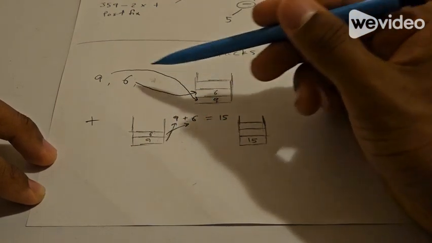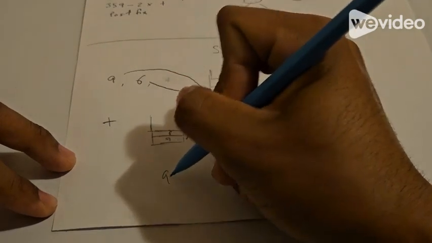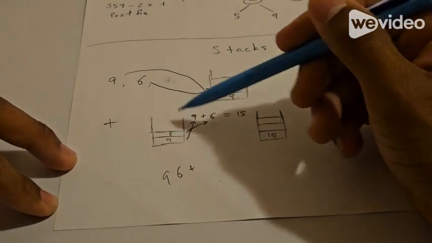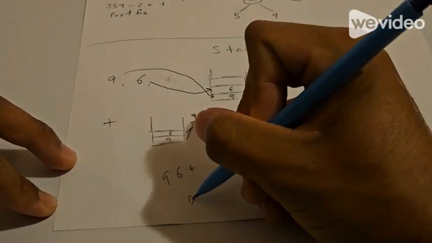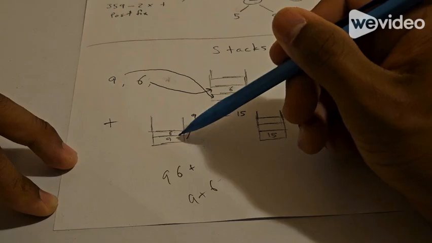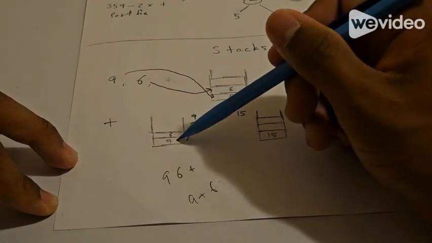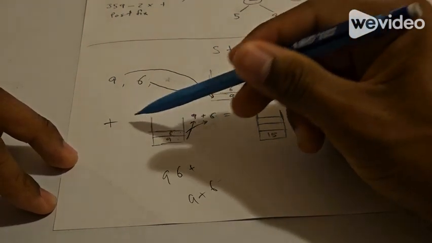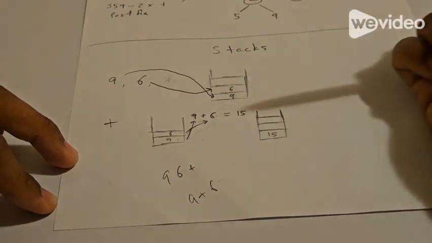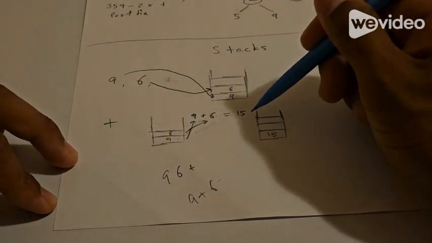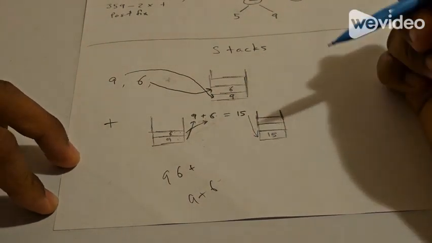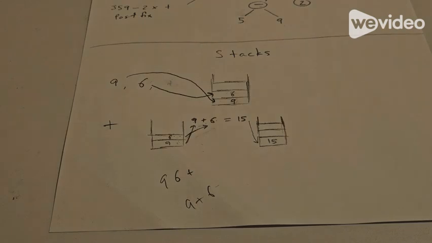But since this was written in postfix notation of 9, 6 plus, it's the same thing as 9 plus 6 in infix. So it pops out the 6. Let's call that operand B. Pops out the 9, operand A. Then it adds them. A plus B equals 15. And then after that, it pushes this result back into the bottom of the stack for further use if necessary. This happens until the expression is complete, and in this case, there's only one step.